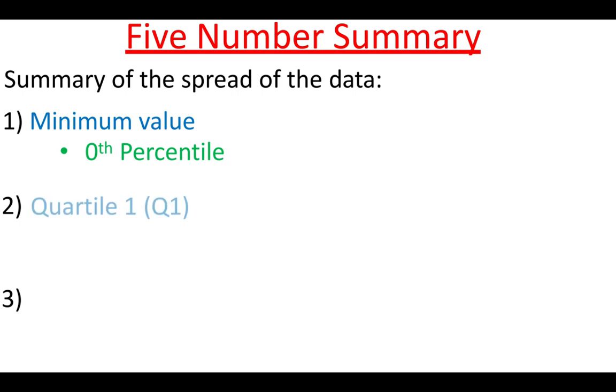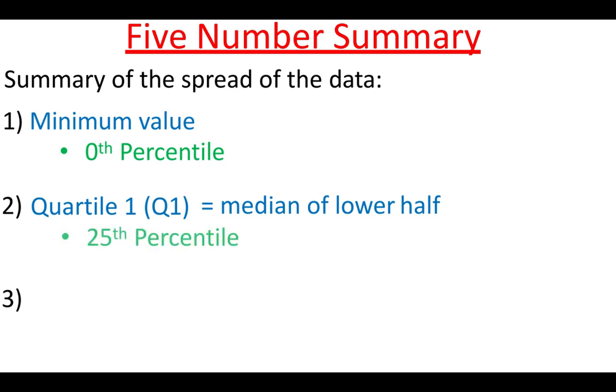The next number that we're going to compute is called quartile 1, or just Q1. The quartile 1 is the median of the lower half of the data. So what we're going to be doing is dividing our data into 2 halves, and then we're going to find the median of just the lower half. That's going to be referred to as the 25th percentile.